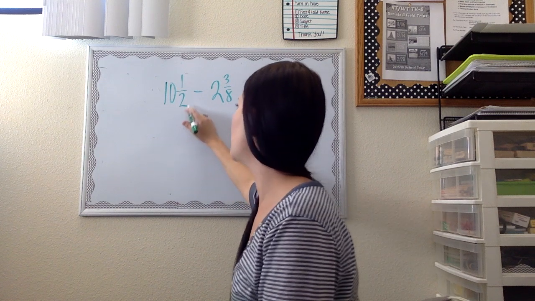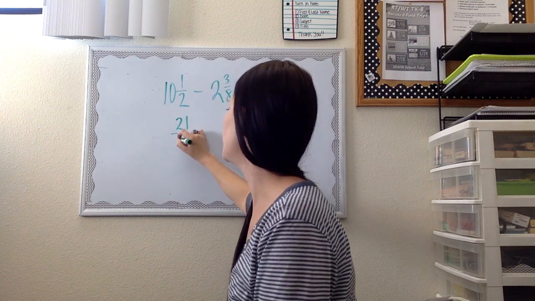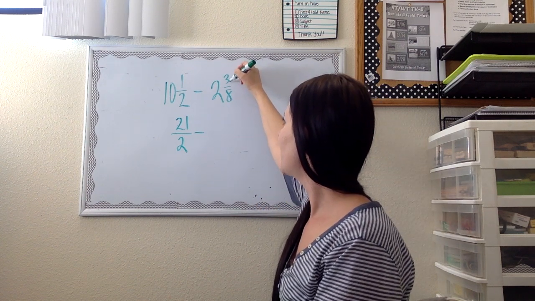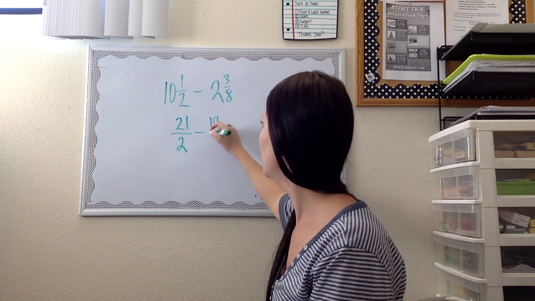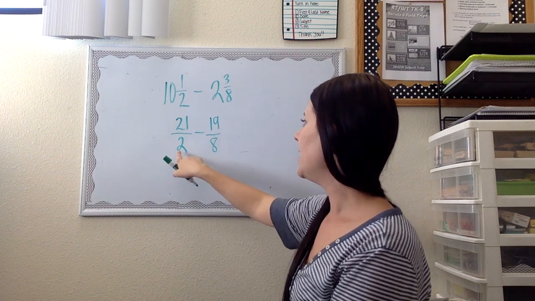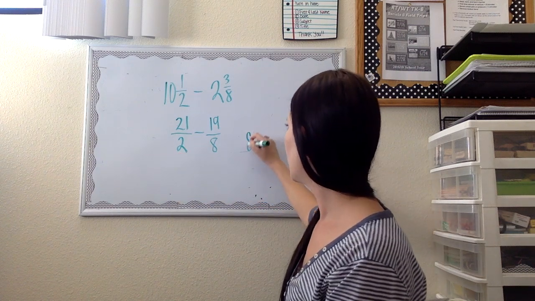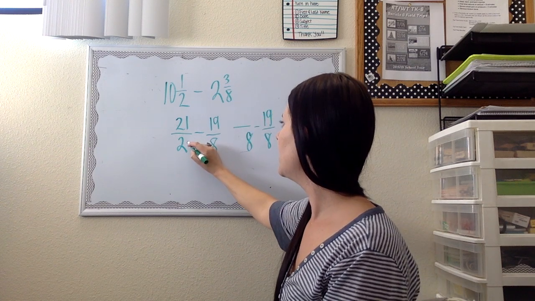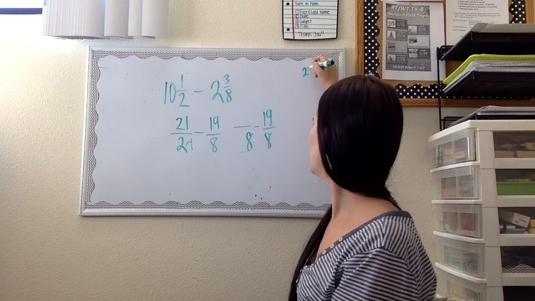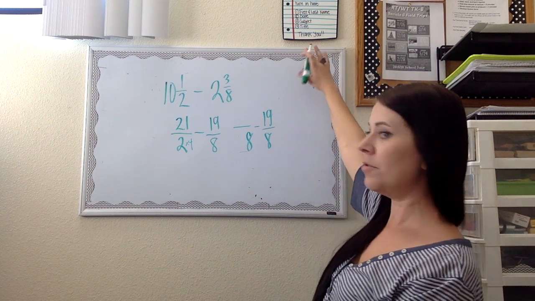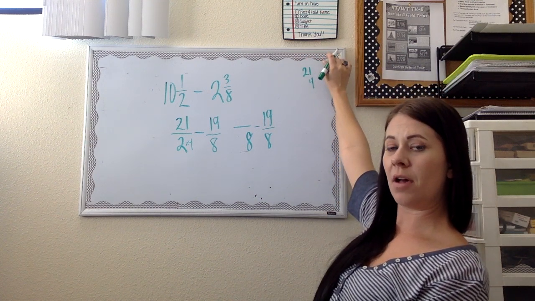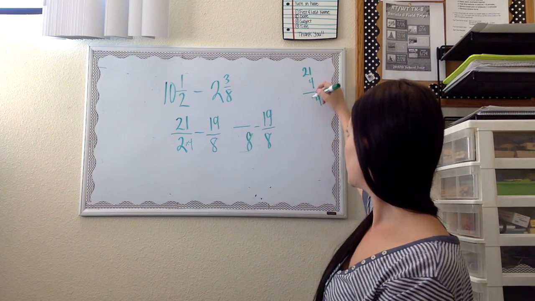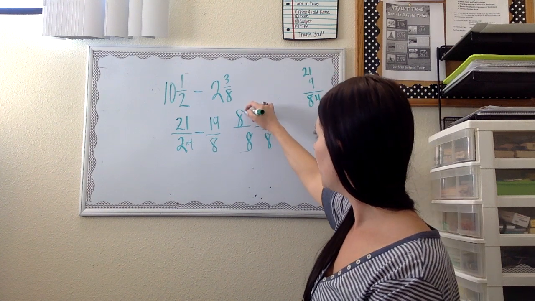So 10 times 2 is 20, plus 1 is 21. I keep the denominator, sorry. 2 times 8 is 16, 17, 18, 19 over 8. I need this to have a denominator of 8, so I'm going to write 2 new fractions and keep my 19. I multiplied this by 4 to get 8, so I'm going to do 21 times 4. Notice, whenever I do kind of little math problems, I come off to the side and then I bring them back in. So 4 times 1 is 4, 4 times 2 is 8, so 84.